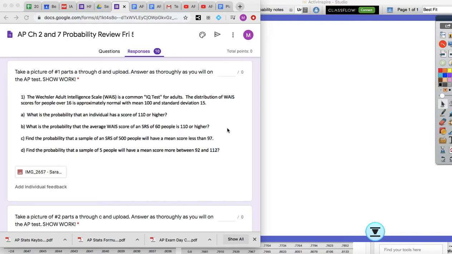Right, I'm going to make a video going over the probability assignment from Friday when we were talking about z-scores from Chapter 2 and Chapter 7.